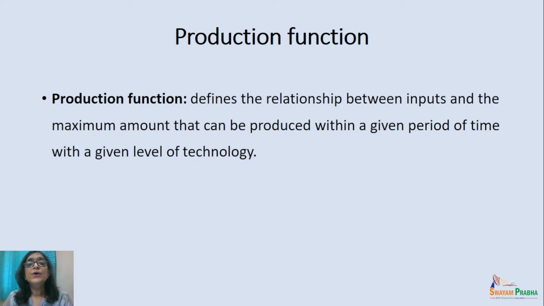I hope you are all aware of the term function. Function basically means that we are talking about some independent variables which have an impact on something which is dependent on them. So the mathematical meaning of function is that you have certain independent variables, but these independent variables have an impact on something which is dependent on them. For example, when we are talking about production function, it is the level of output, the amount which can be produced, which is dependent. What is it dependent on? It is dependent on how many inputs we are using.